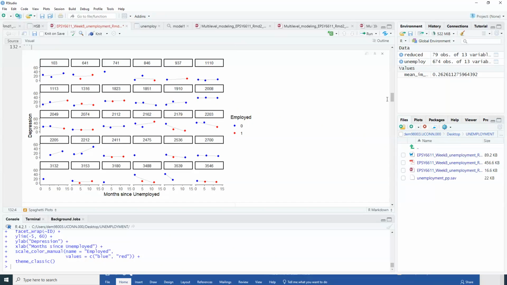Well, that's not true, actually. We're not getting rid of any data. It's not like we're deleting any data. That's one of the beautiful things about multi-level modeling, actually. We're using maximum likelihood, and we can use all of the data that we have.